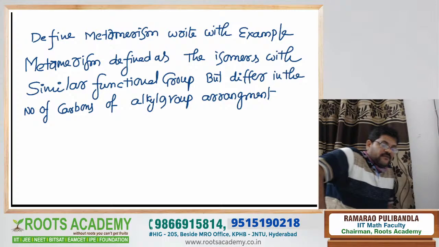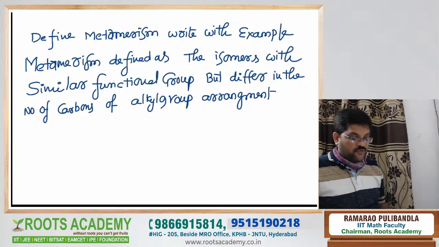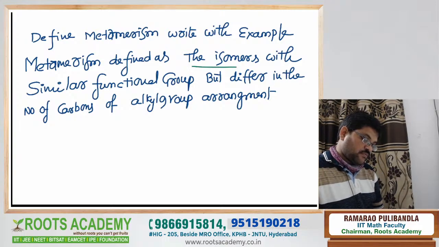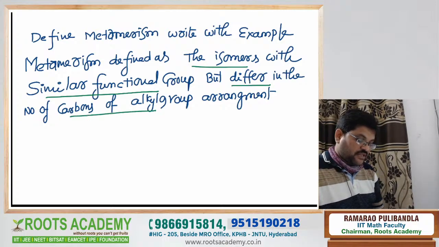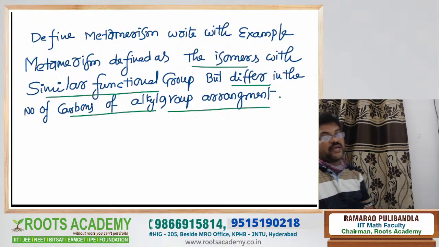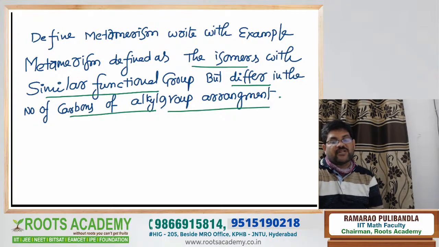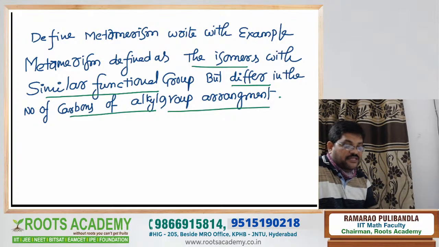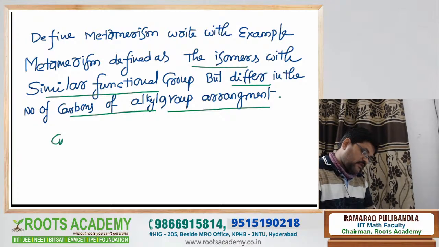Repeat the statement once again. What is metamerism? Metamerism is defined as the isomers with similar functional group, but differing in the number of carbons of the alkyl group arrangement. Those isomers are metamers. That phenomenon is known as metamerism. Now take one example for that.